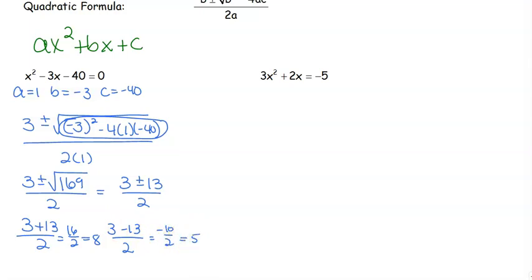So for this case, we have two solutions. X is equal to 8 or x is equal to negative 5. Those two cases will both give us an answer of 0. Don't forget that when you graph this, your solutions are your x-intercepts. So go ahead and pause and get out your calculators and graph it and look at your picture.